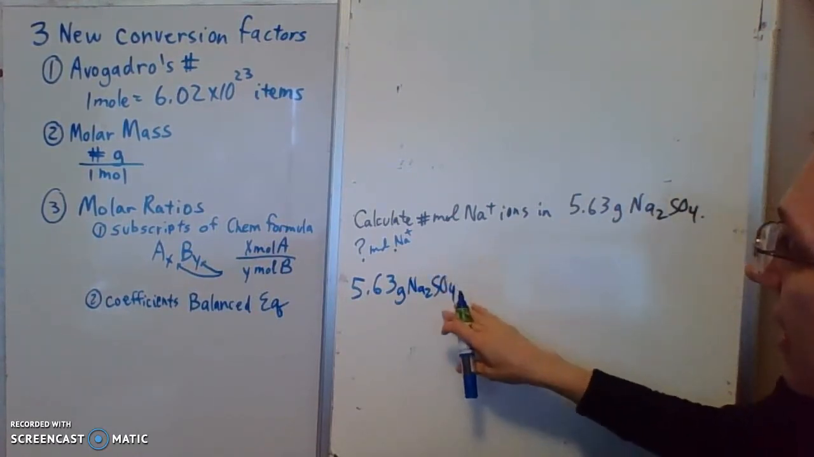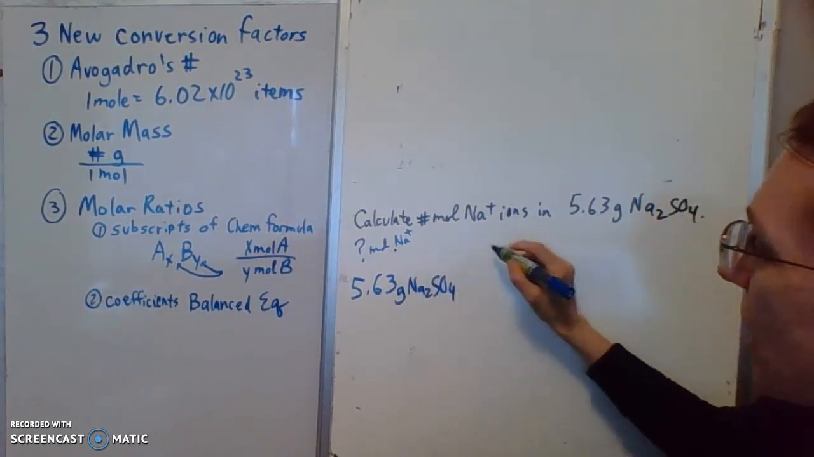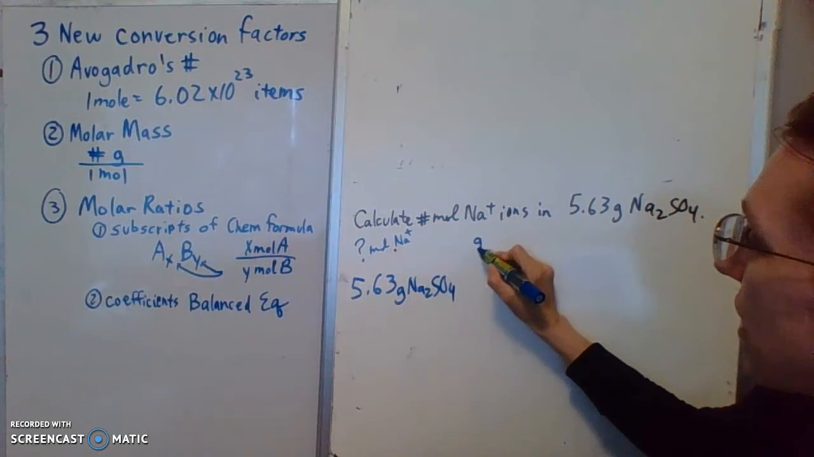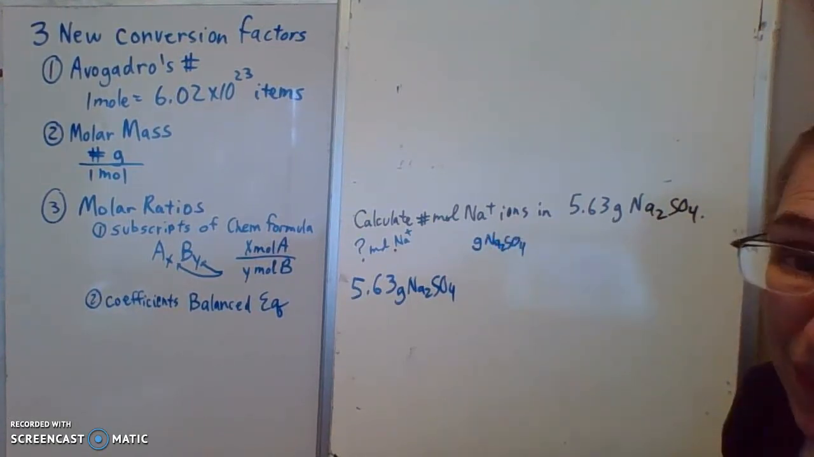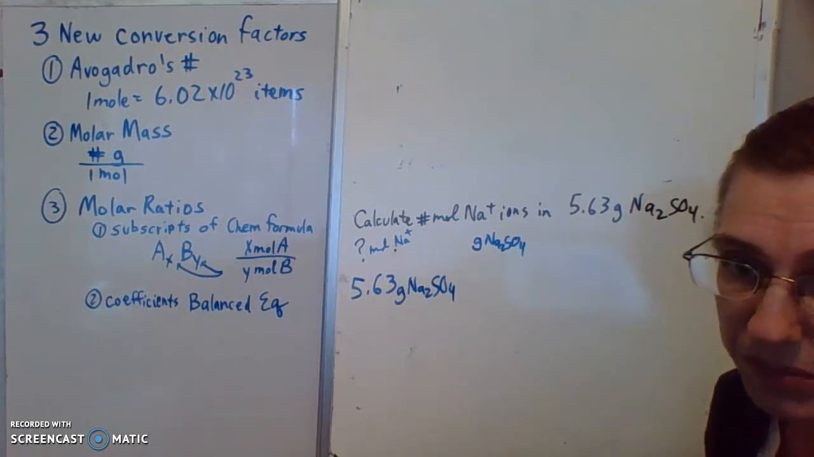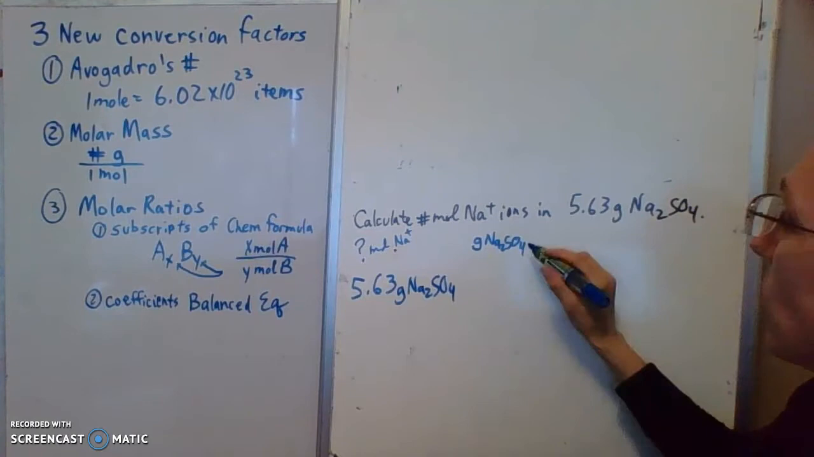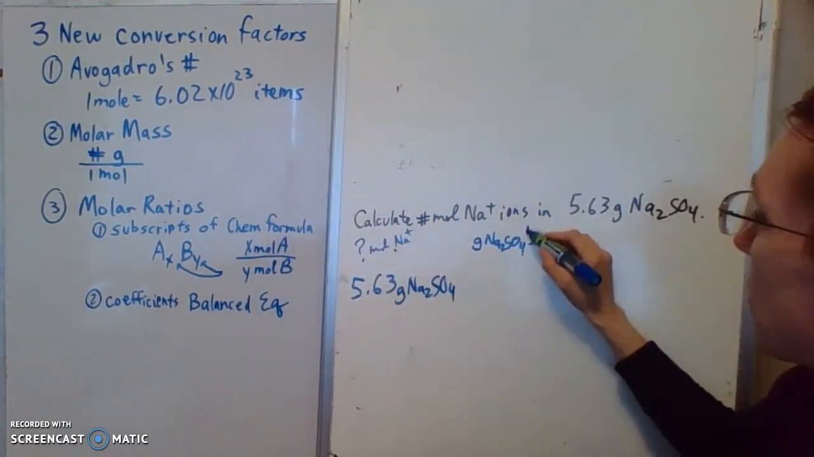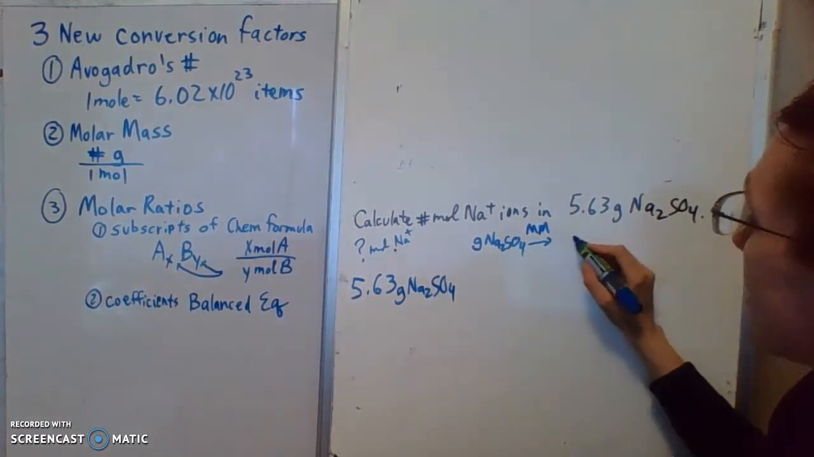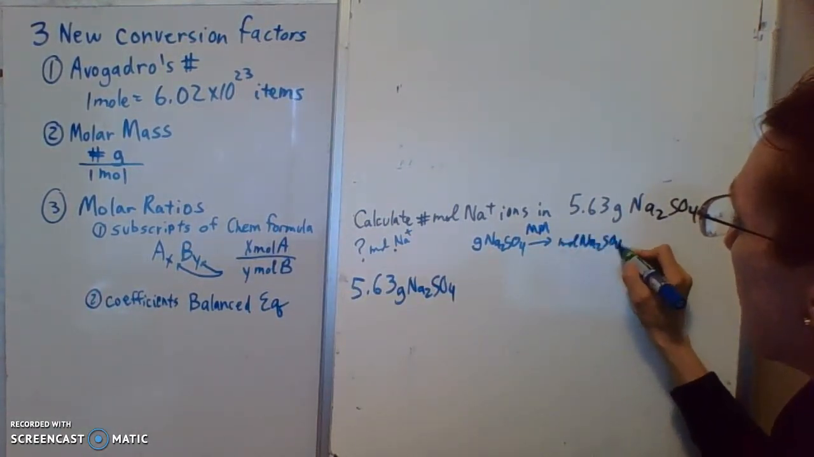So we need to get from here all the way to there. Let's go ahead and do our logic. Think about our logic. We've got grams of Na2SO4. Well, we can rarely do anything with grams. Remember, the first step is generally to turn that into moles, and we can do that because we know our molar mass, right? We're going to use our molar mass to convert this to moles of Na2SO4.